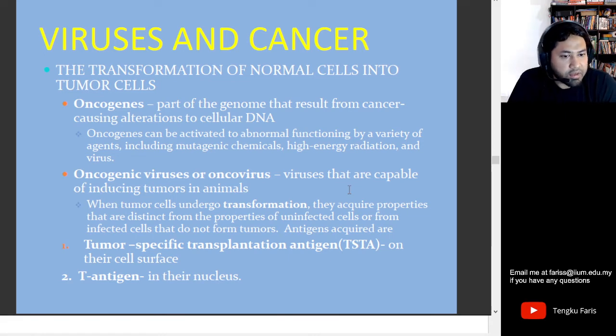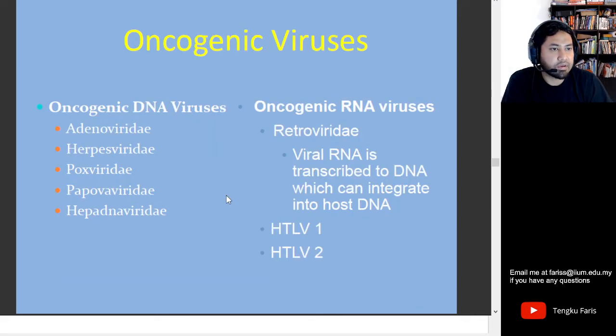Antigens acquired are these tumor specific transplantation antigens on their cell surface. This is a specific antigen that is expressed or acquired during this process. The T antigens are present in their nucleus.